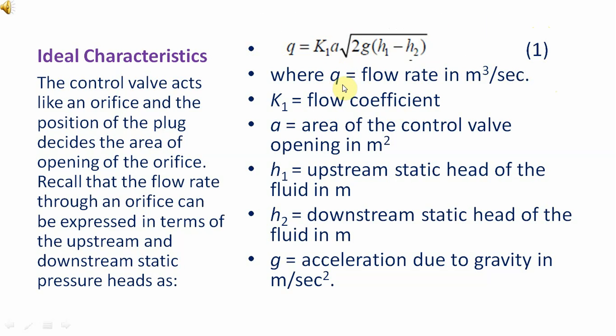where Q equal to flow rate in meter cube per second, K1 equal to flow coefficient, small a equal to area of the control valve opening in meter square, H1 equal to upstream static head of the fluid in meters, H2 equal to downstream static head of the fluid in meters. G is equal to acceleration due to gravity in meter per second square.